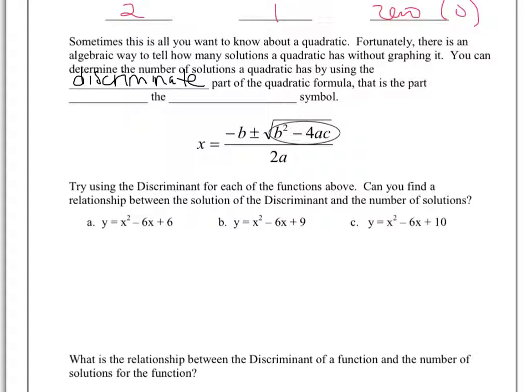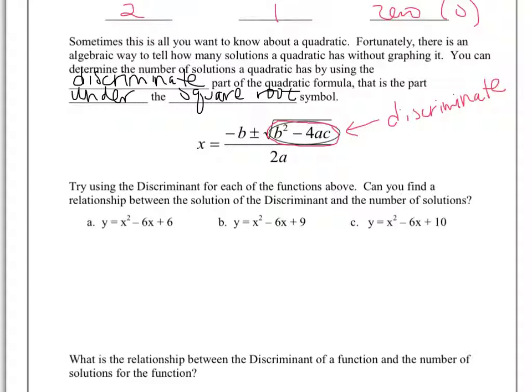Okay, so this is the part that is under the square root symbol. The part that's circled in the quadratic formula right here, that's underneath the square root symbol, this is your discriminant. So what we're going to do is try using the discriminant for each of these to figure out the number of solutions, because sometimes that's all we want to know.